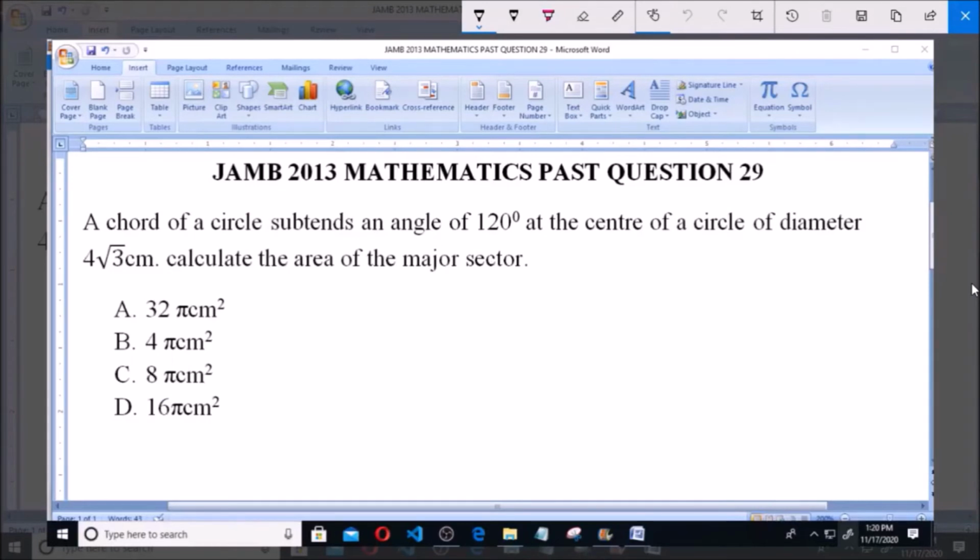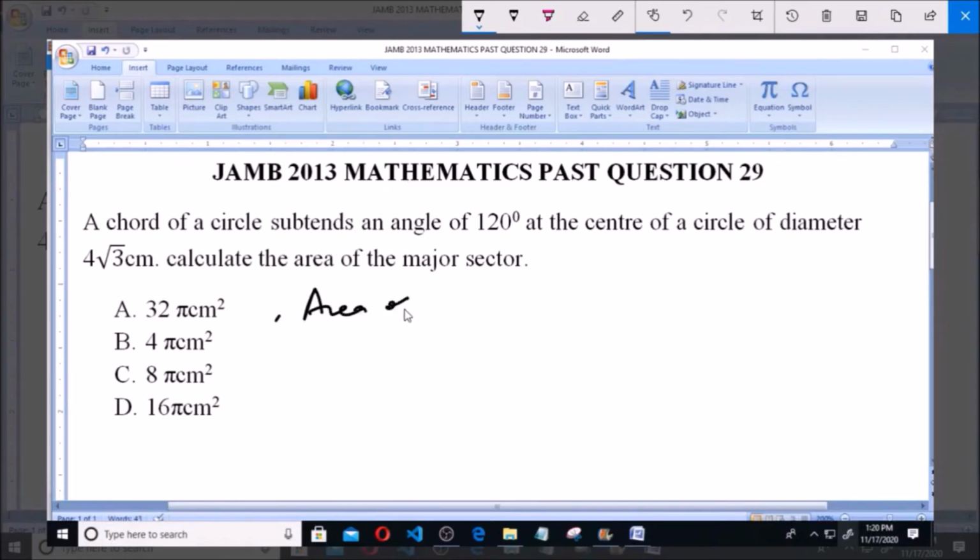I'll be answering JAMB 2013 Mathematics Past Question 29. A chord of a circle subtends an angle of 120 degrees at the center of a circle of diameter 4 root 3. Calculate the area of the major sector. We have to calculate the area of the major sector.